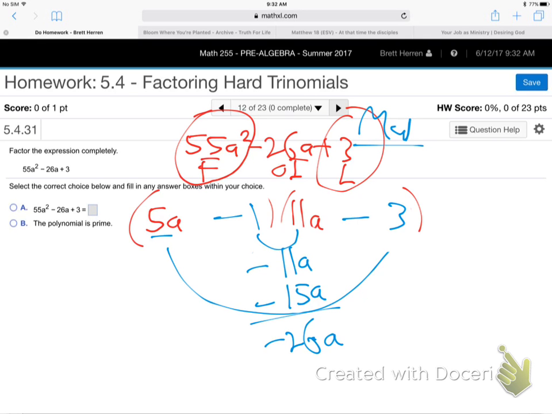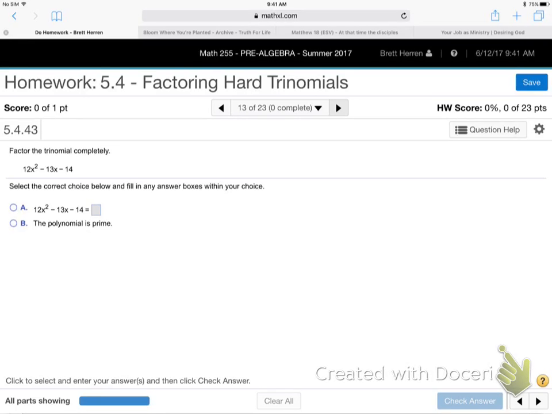Is that good on that? Questions? Okay, let's keep going. Okay, so try that one. 12x squared minus 13x minus 14.